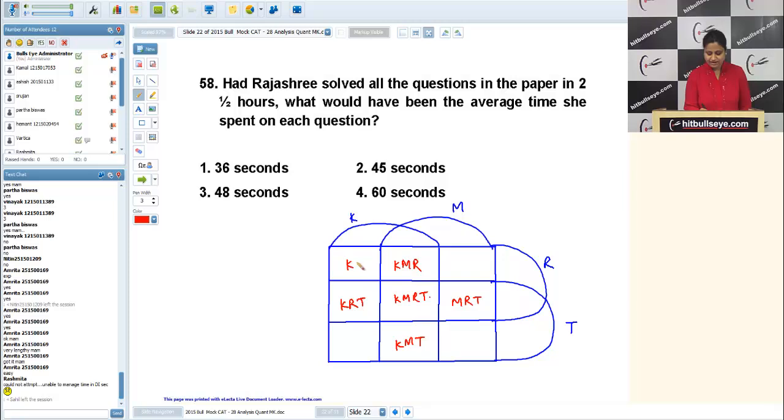Now it will be KR. It will be MR. It will be MT. It will be KT. It will be RT. This will be KM. I'm talking about KM only, Kamakshi and Mitesh only. You have to write a word only. This will be K only. This will be M only. This will be R only. This will be T only.